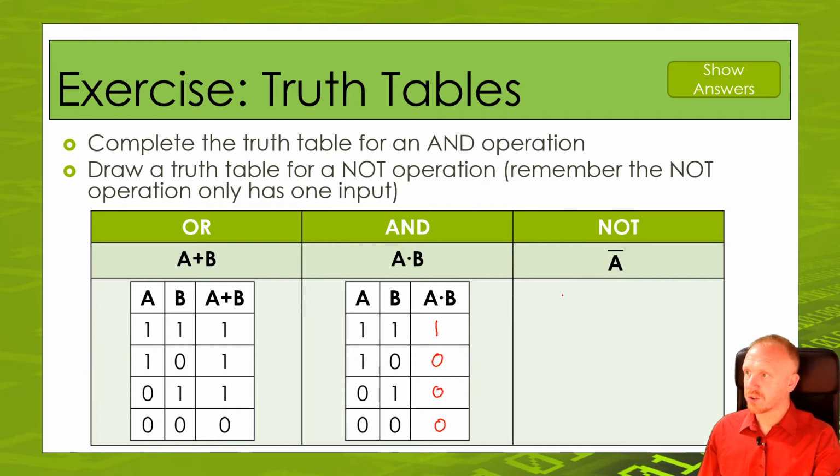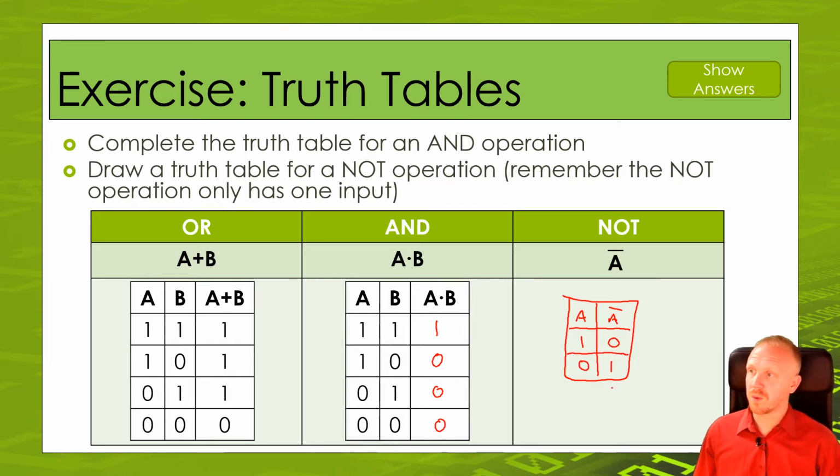Now for a NOT, there's only one input, which is A, and the output is not A. So the only possible values that A can be are 1 and 0. So the output is 0 and 1, because the rule for a NOT is that it's the opposite of whatever the input is. So that's those.